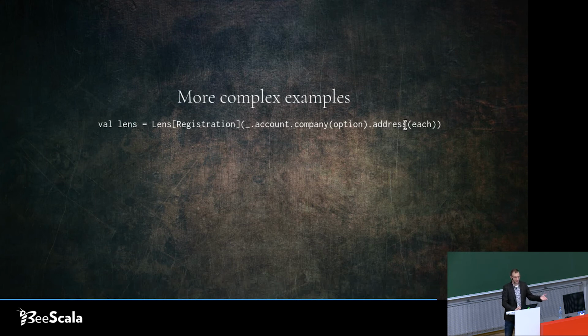The company has an address. The address is a list of strings representing the lines in that address. And we want to point our lens at each element in the list. So we apply the lens. Any guesses as to what the return type will be for this?